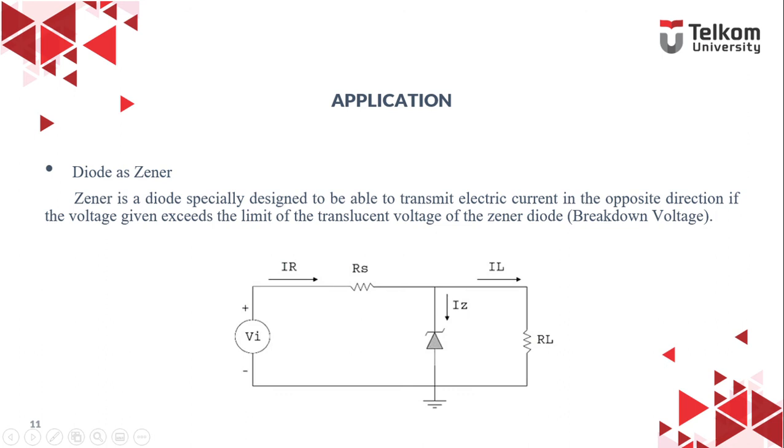Diode as Zener. Zener is a diode specially designed to be able to transmit electric current in the opposite direction if the voltage given exceeds the limit of the Zener diode's voltage, or breakdown voltage.